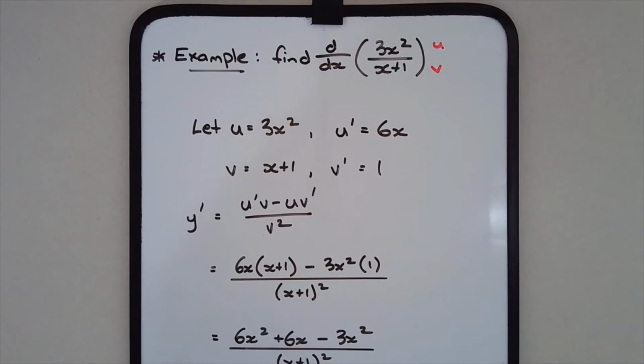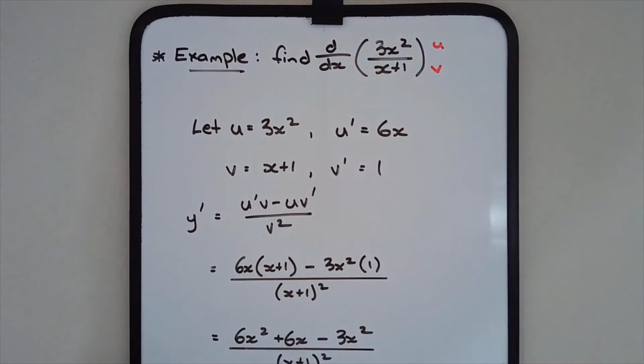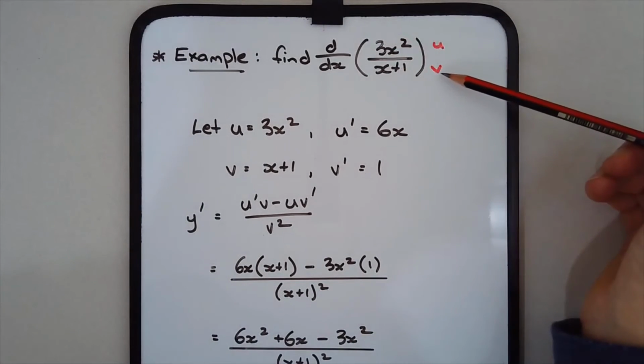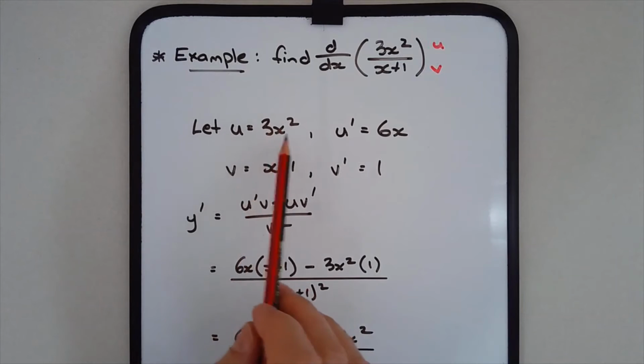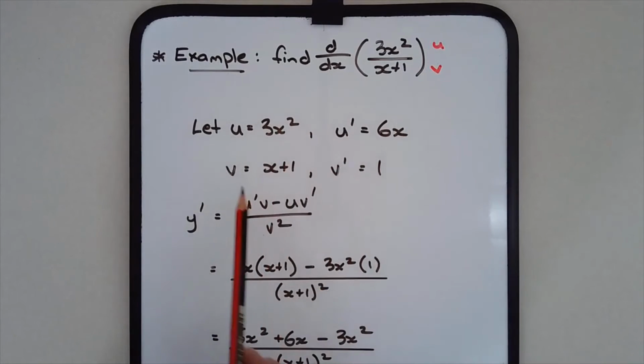Now let's have a look at an example. Find the derivative of 3x squared over x plus 1. So let's let the numerator be u and the denominator be v. So let u equal 3x squared, which means u dash is equal to 6x, so the derivative of 3x squared. Let v equal x plus 1, and the derivative v dash is equal to 1.